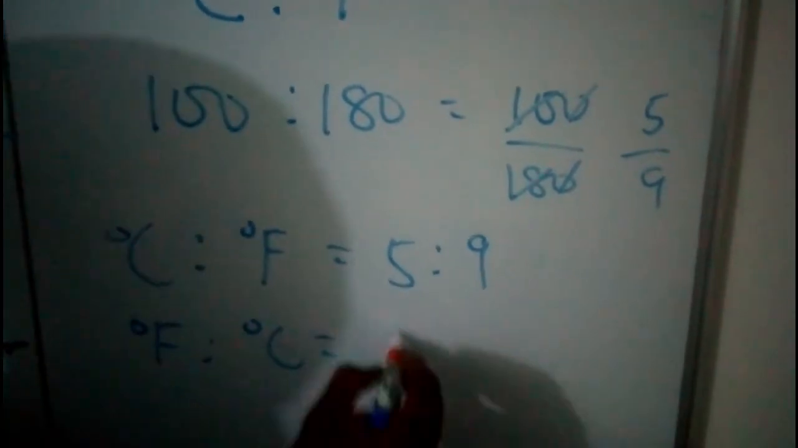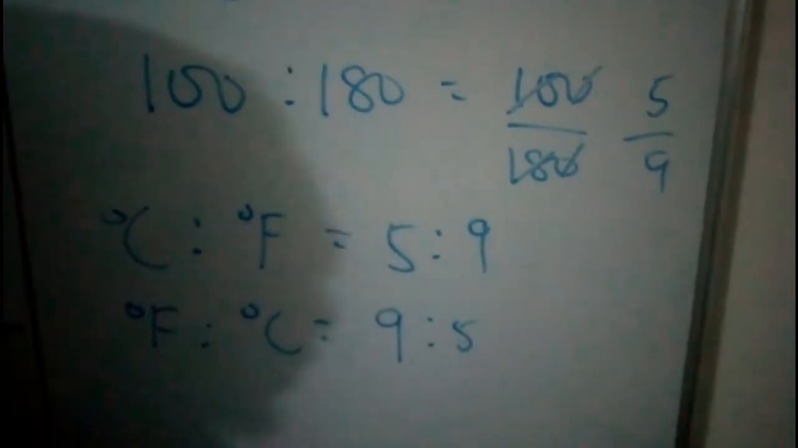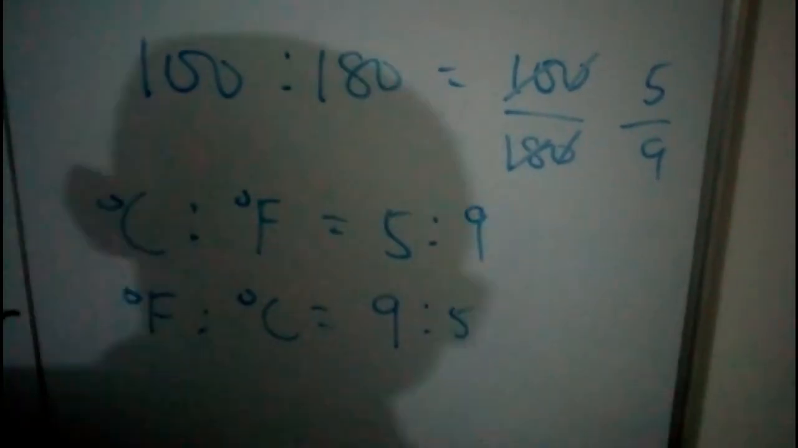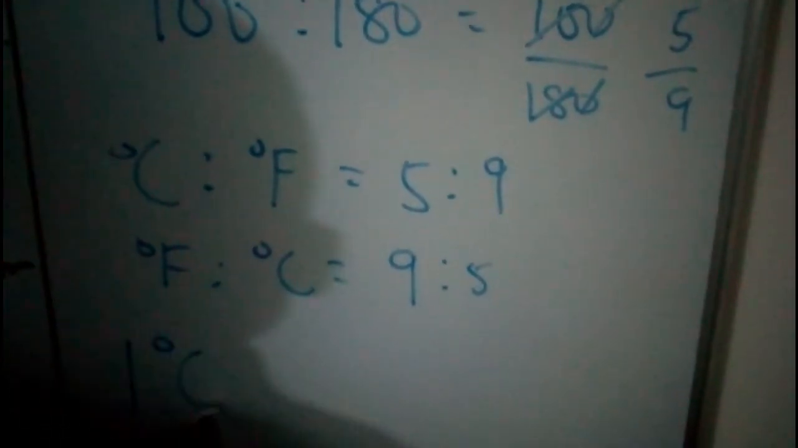On the other hand, what will be the ratio of degree Fahrenheit to degree Celsius? That will be the opposite. That will be 9:5. Now from this ratio, what can we deduce? It simply means 1 degree Celsius will give you 9/5 of degree Fahrenheit.